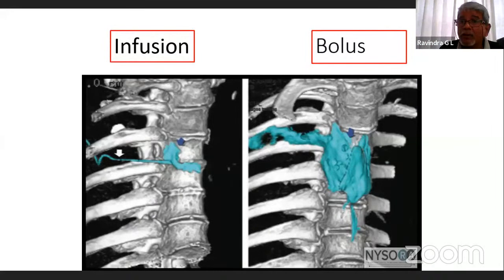And motor block is almost a rule with infusion compared to intermittent boluses of the local anesthetic. That is why these days the standard technique is intermittent boluses. Maybe programmed intermittent boluses with the epidural infusion itself, compared to the manual intermittent boluses which we use.